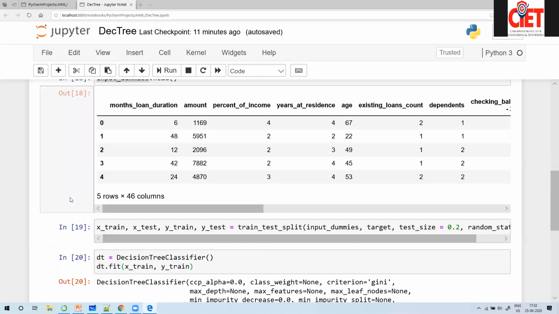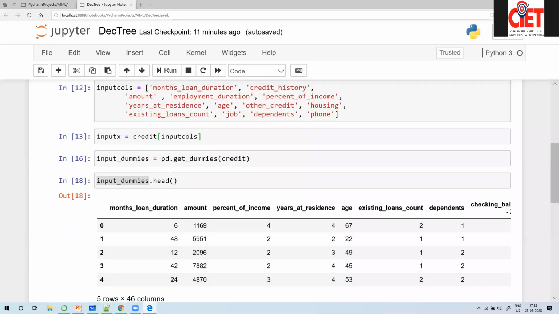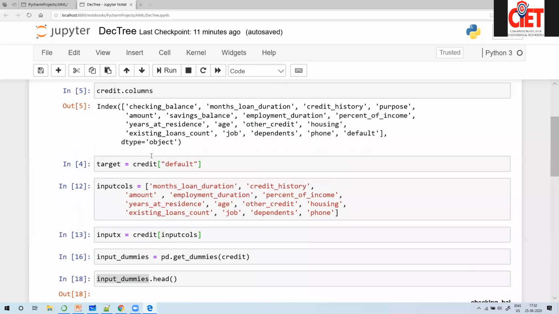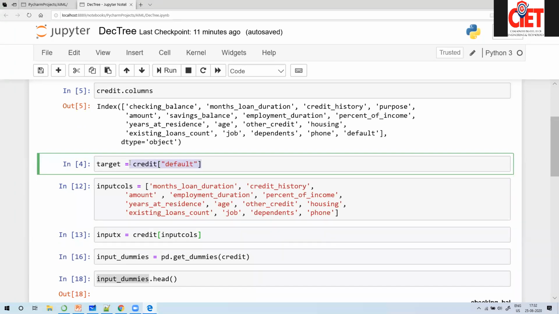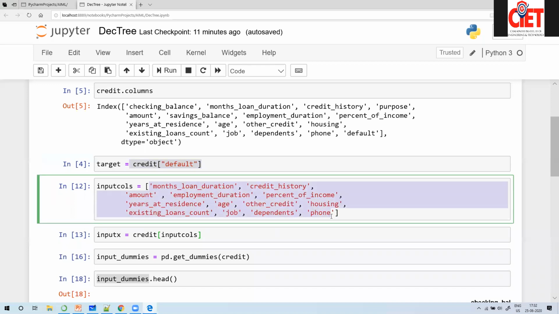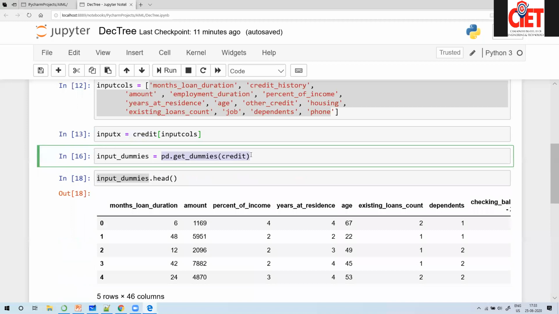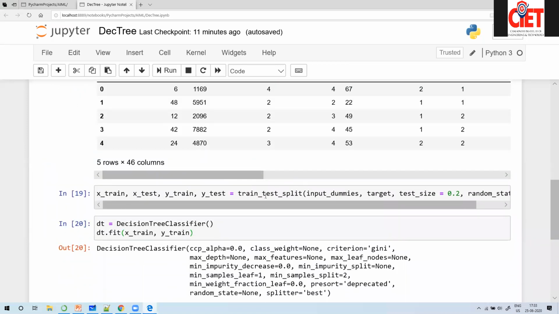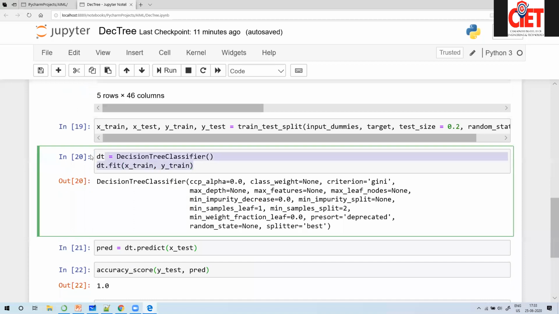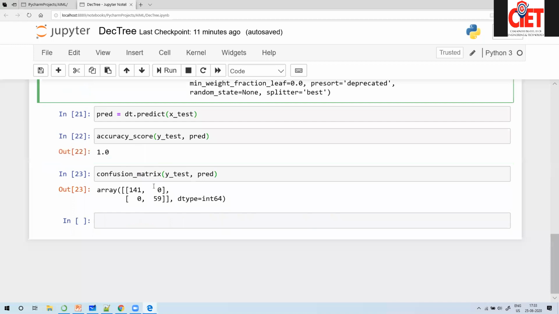Now, you do not have to do any of those things which we did previously. What we did, we read the data, we separated the target column, we separated the input columns, and we created the dummies for the input columns. We divided that into train test split. Some magic happened here in these two lines. And finally, we got our predictions out. And when you look at the accuracy, it's amazing, 100%.